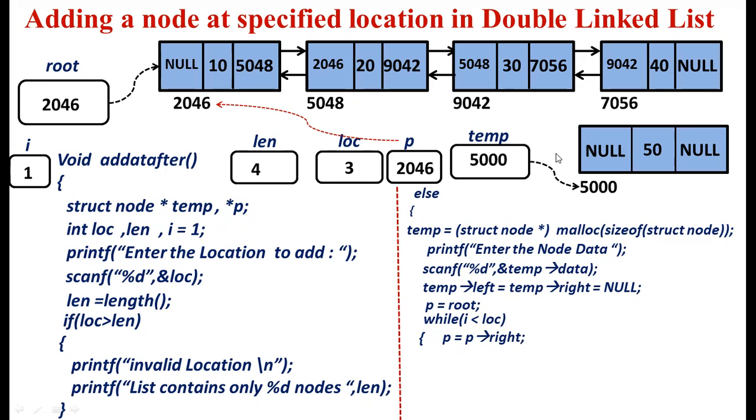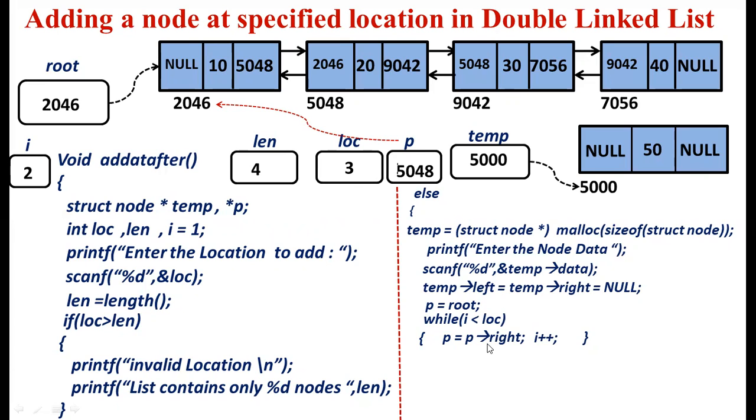So in this particular case, the I value, which is 1, is less than 3, so the condition is true. The P to right value is 5048. So that 5048 value we will store into P. Then once after storing the value of P, what we need to do? We need to increment the I value. So I plus plus. Now my I became 2. 2 is less than the location value 3, the condition is true, so again it will enter into this while loop.